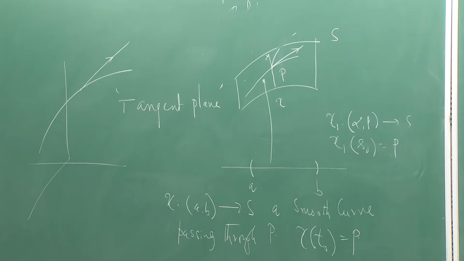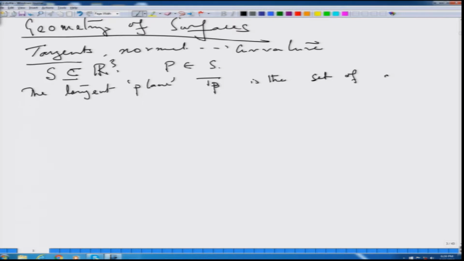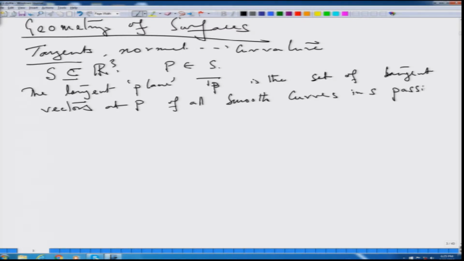What I mean by that? Suppose S is a smooth regular surface in R3, P is a point on S, the tangent plane T_P is the set of tangent vectors at P of all smooth curves in S passing through P.